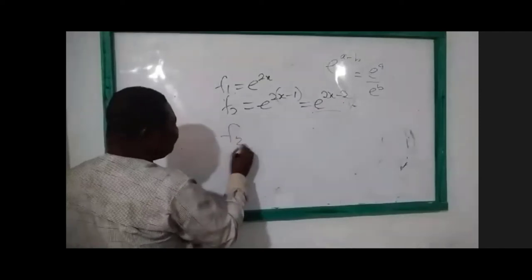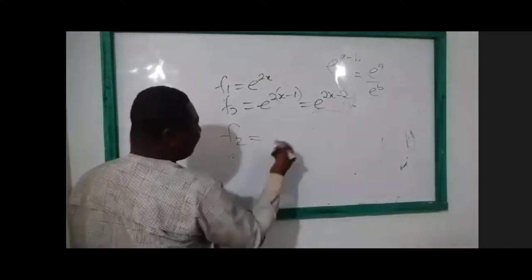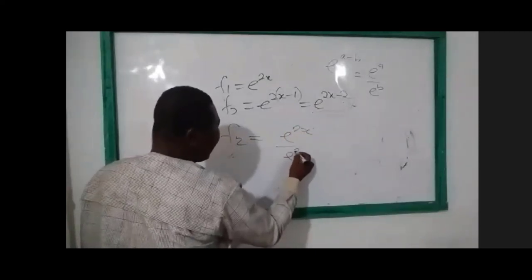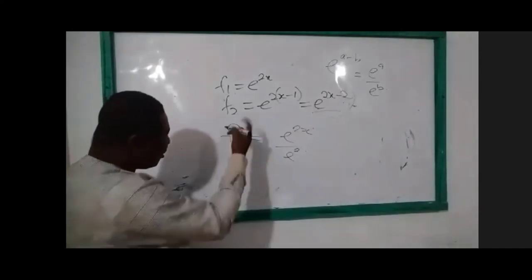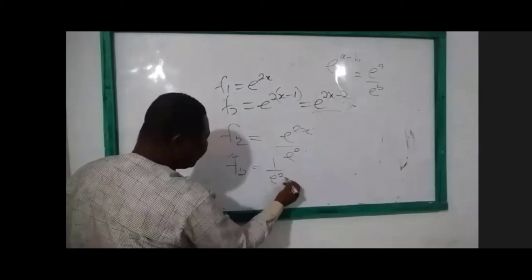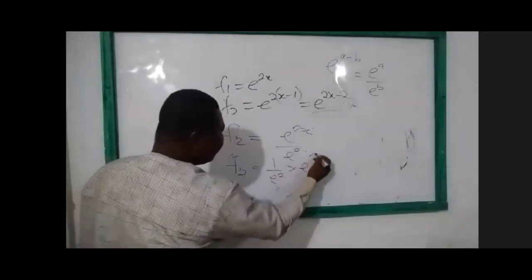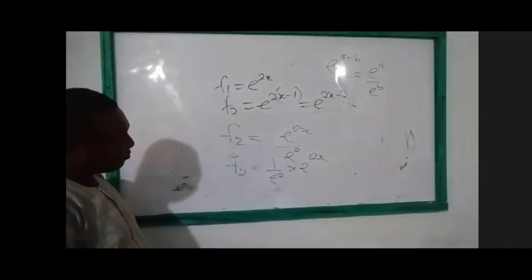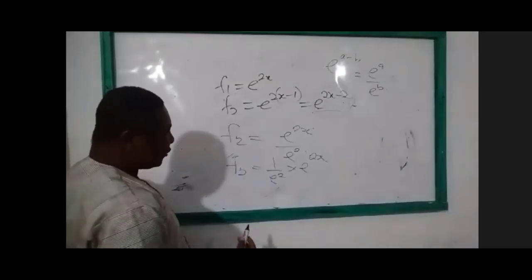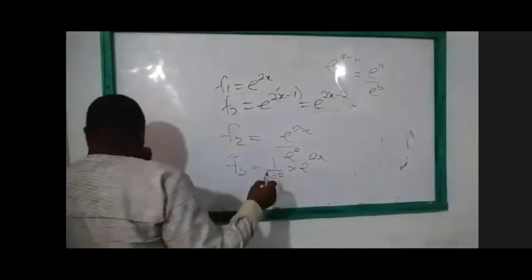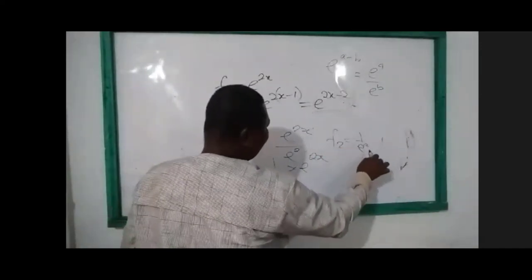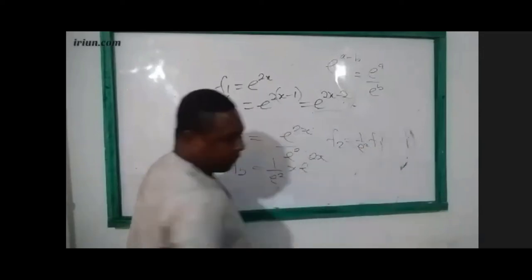So we have F2 is equal to, we'll break this into two, e raised to the power 2x all over e raised to the power 2. So I can further say f of 2 is equal to 1 over e raised to the power 2 times e raised to the power 2x. And e raised to the power 2x is what we already know as f1. So you can say f of 2 is equal to 1 over e raised to the power 2 times f1.